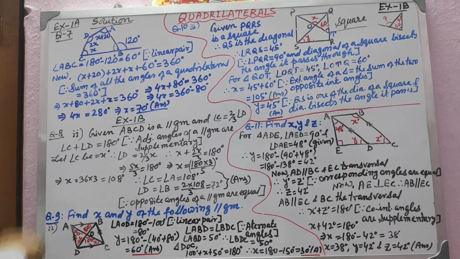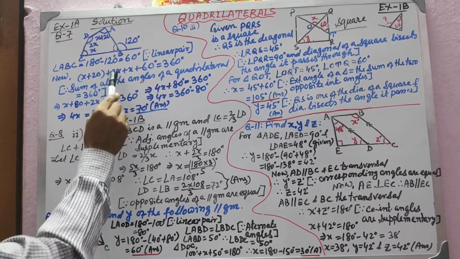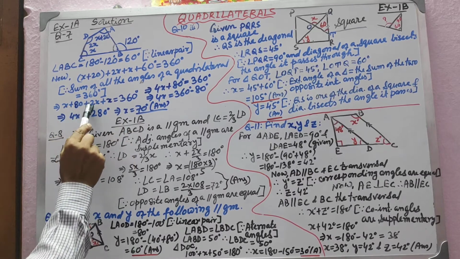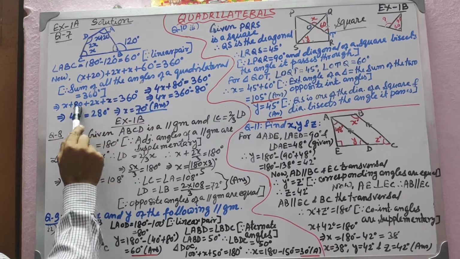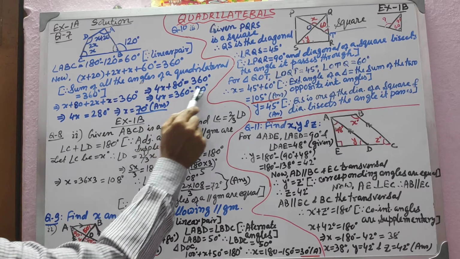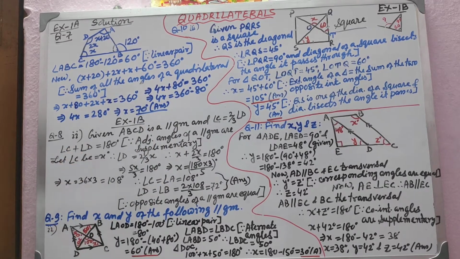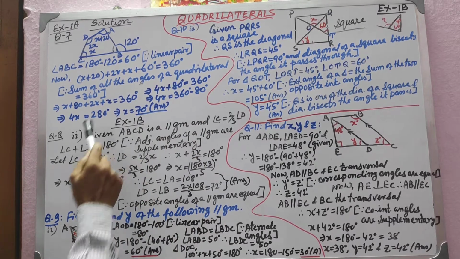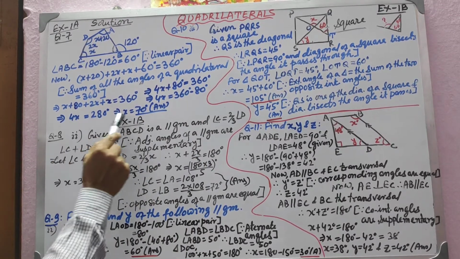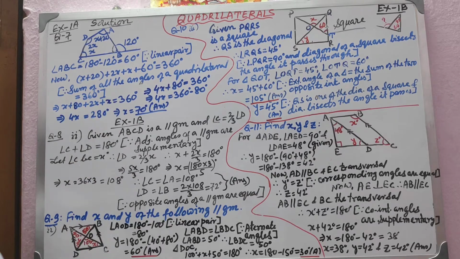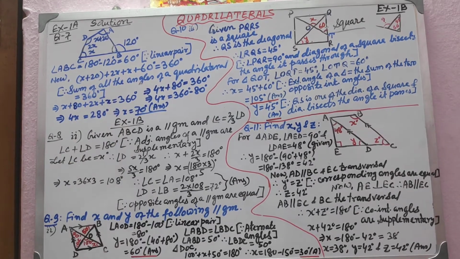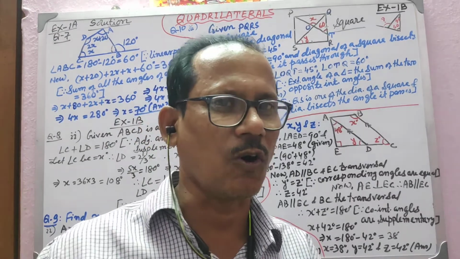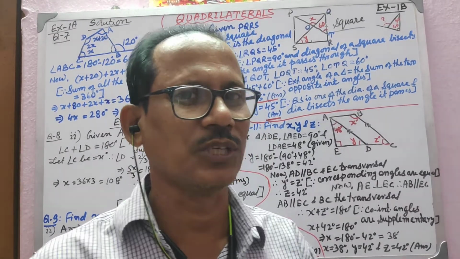x plus 20 plus 60 is 80, plus 2x plus x is equal to 360. x plus 2x plus x is 4x, plus 80 is equal to 360. 4x is equal to 360 minus 80. 4x is equal to 280. 360 minus 80 is 280. So x is equal to 280 divided by 4, which is equal to 70 degrees. 70 degrees is the value of x. Very simple aspect: the sum of all the angles of a quadrilateral is equal to 360 degrees.